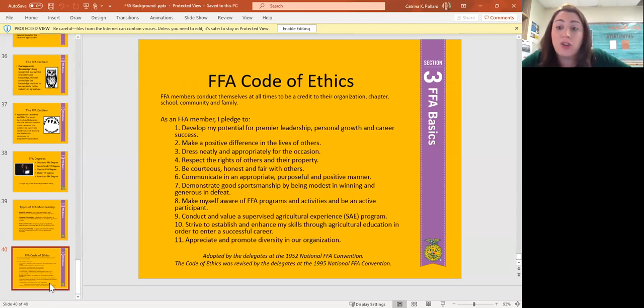All right, so this is the Code of Ethics. I will let you read that on your own. And it's just kind of the backbone of our organization. Some other additional information that I want to tell you about.